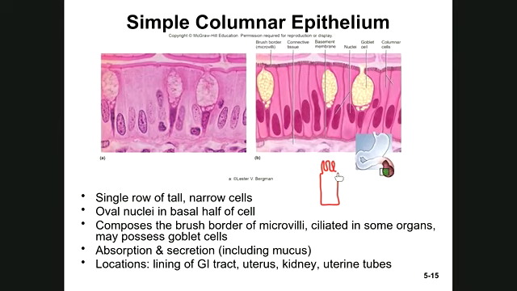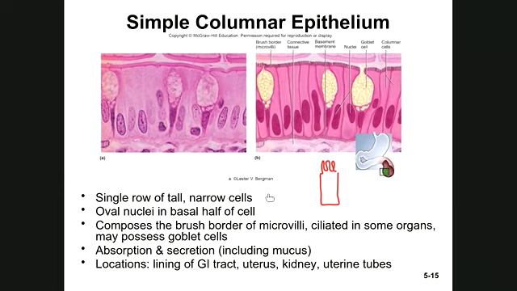Some of our simple columnar cells contain cilia. The cilia can beat forward and backward, and they can move particles on the surface. And some of them contain goblet cells. These cells are goblet cells. They are unicellular glands and they can secrete mucus. The mucus is a viscous, sticky substance which is secreted, and I will talk about it in the next chapters for you.